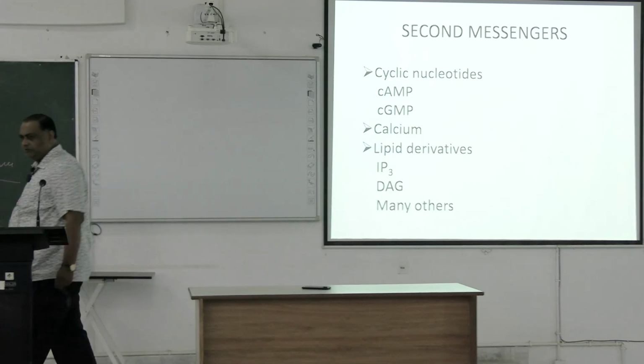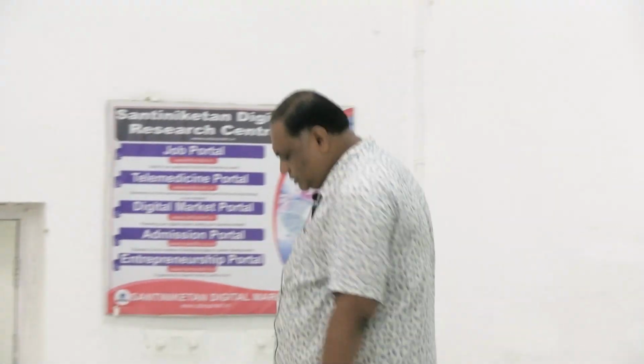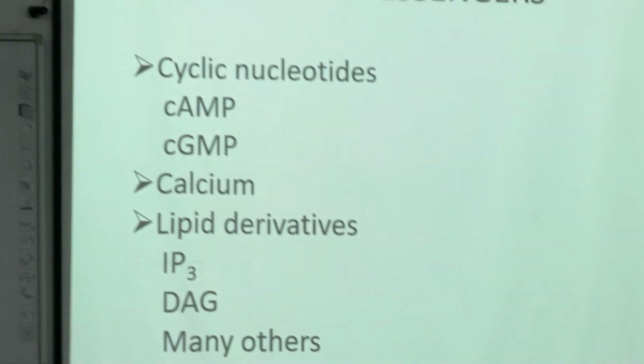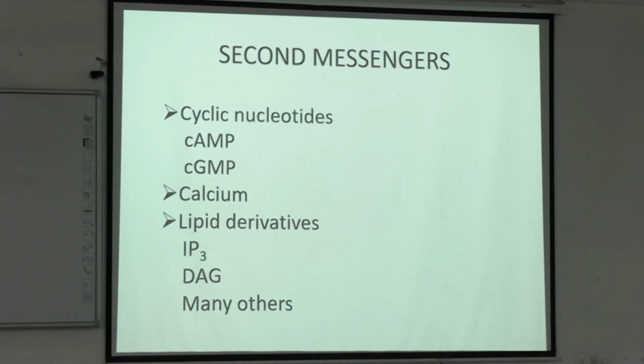Now comes the second long question from this chapter. Enumerate different types of second messengers. Explain any one of them, or the mechanism of action of any one of them. Any one you can take. Fine? Each one we will learn separately. First one is cyclic AMP, second is cyclic GMP, third one is calcium ion, fourth one lipid derivatives, IP3 or PIP2. Then DAG, diacylglycerol, and many others we will see.